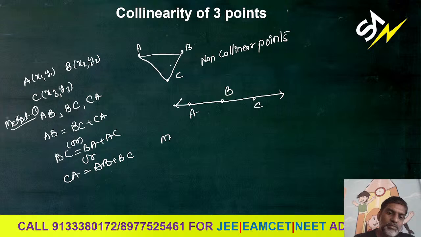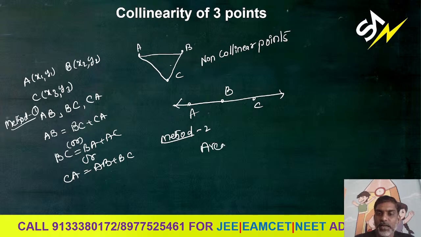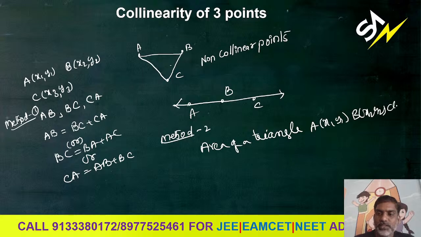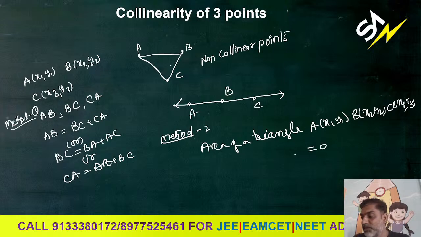Now let us see method number 2. What is method number 2 to say the given points are collinear? We have to calculate the area of the triangle formed by these 3 points: A (x1, y1), B (x2, y2) and C (x3, y3). If the area of the triangle is equal to 0, then A, B, C are collinear points.